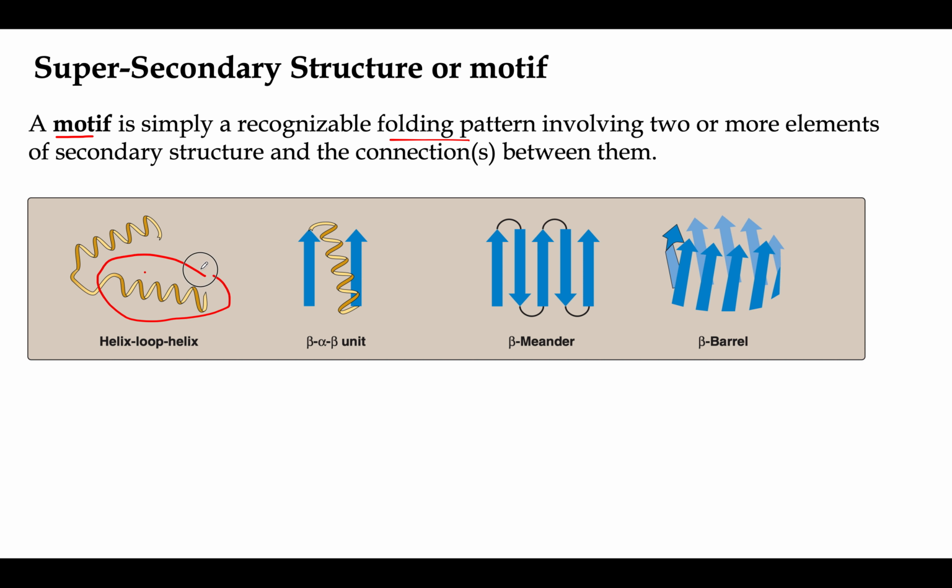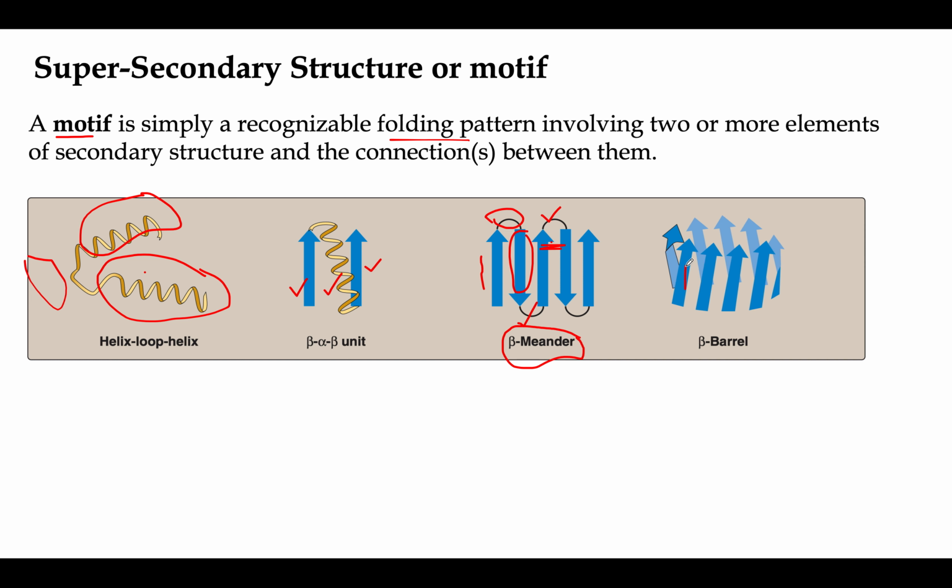You have a helix, and then you have a loop, and then you have a helix again. So this motif is called a helix loop helix motif. You have a beta sheet, you have an alpha helix, you have a beta sheet, and this is called beta alpha beta motif. You have a beta pleated sheet, and then you have a beta turn, you have a beta sheet again, and these are anti-parallel beta sheets connected by a beta turn. So a lot of beta, and therefore this particular motif, if you observe in a protein, is called a beta meander.